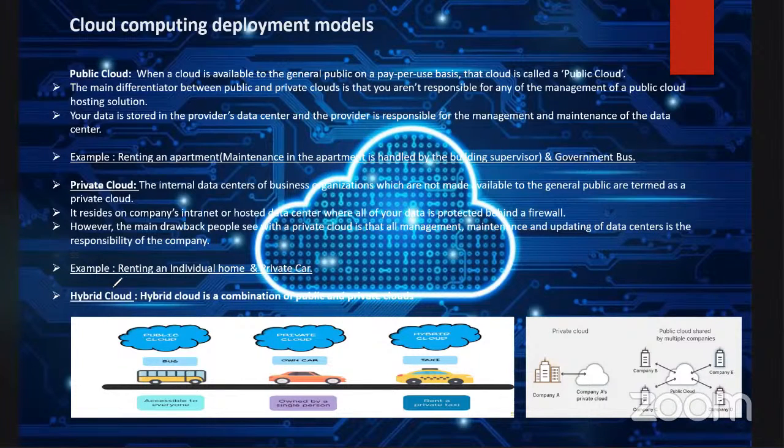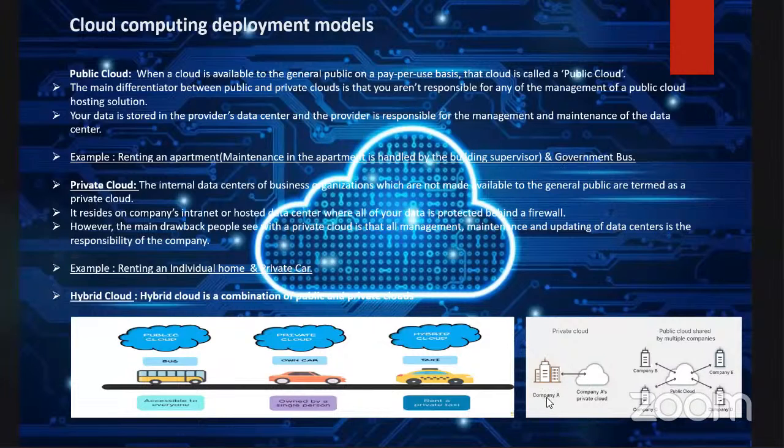Okay, so when it comes to hybrid cloud, it's very simple. Some people have both the public cloud and the private cloud. It's a combination. Whenever people have the combination of these two, that is the concept of hybrid cloud, public cloud and private cloud. Okay, I hope it's clear.